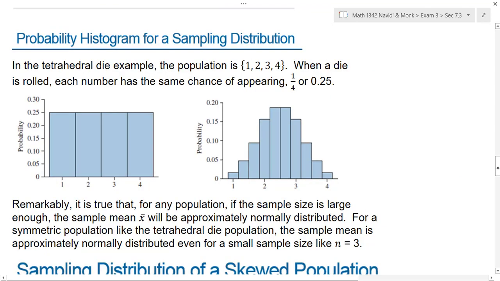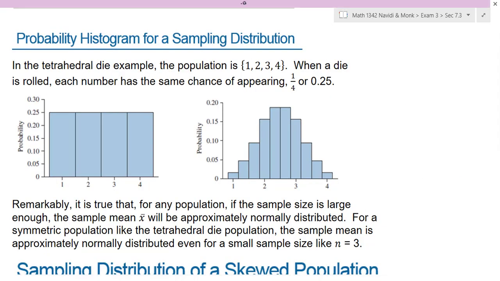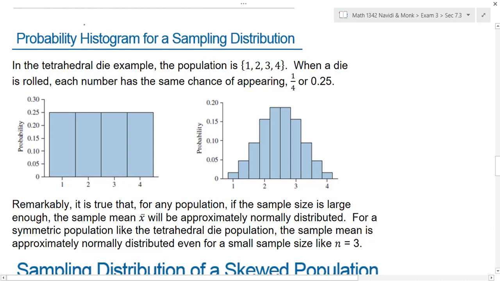Now let's look at the histograms for a sampling distribution. In the tetrahedral die example, the population is 1, 2, 3, 4. When a die is rolled, each number has the same chance of appearing. So if my sample size is equal to 1, then I end up with a uniform distribution because I have a 25% chance of rolling a 1, a 25% chance of rolling a 2, a 3, or a 4. I end up with a uniform distribution.